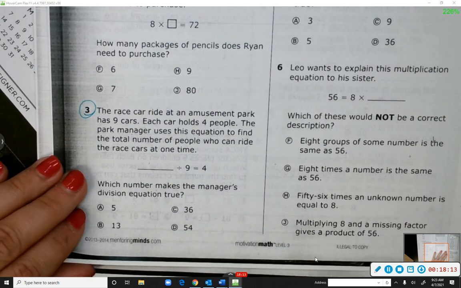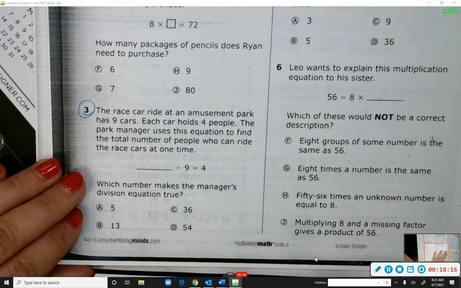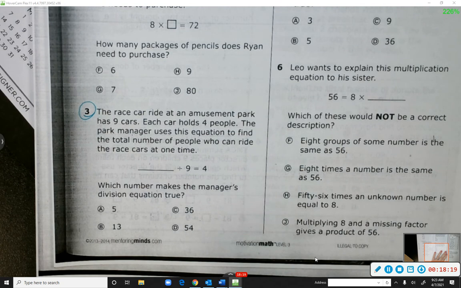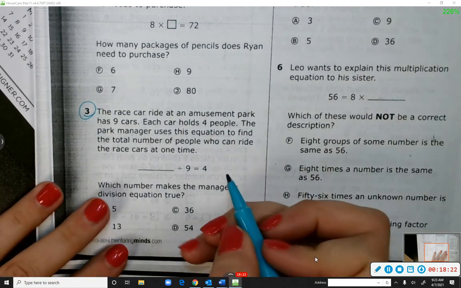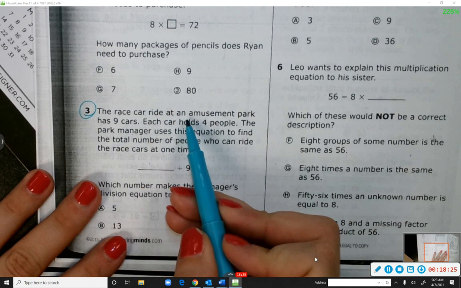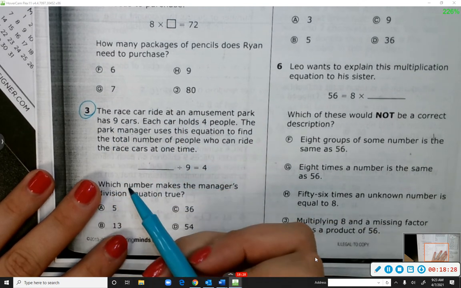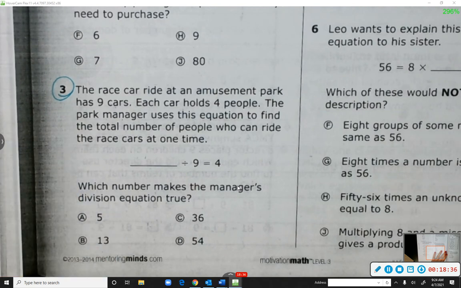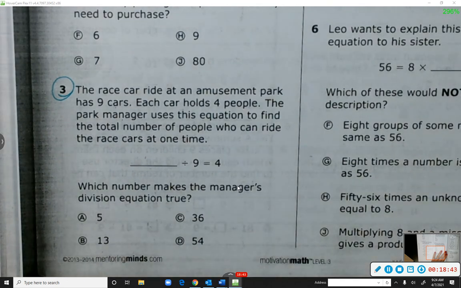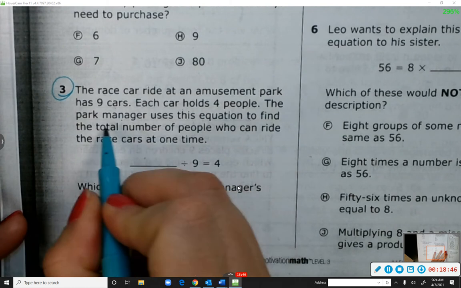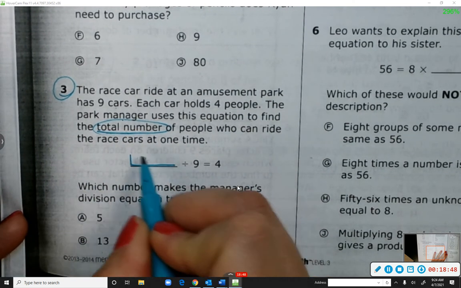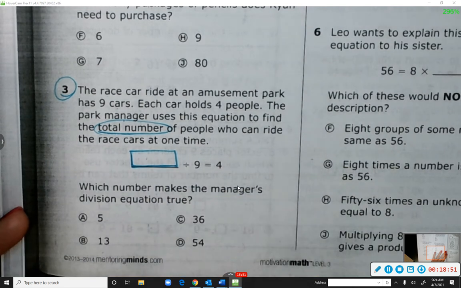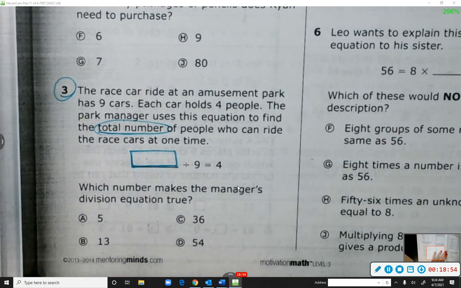Okay, so we are going to go ahead and check number 3 and 4, the ones you were told to do before I paused. So let's look at number 3 together. It says the race car ride at an amusement park has 9 cars. Each car holds 4 people. The park manager uses this equation to find the total number of people who can ride the race cars at one time. Okay? So, did you notice that they're finding the total? Does this number in front of the division problem represent the total? Yes or no? Yes.